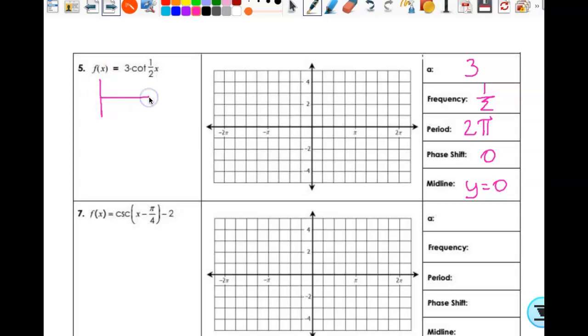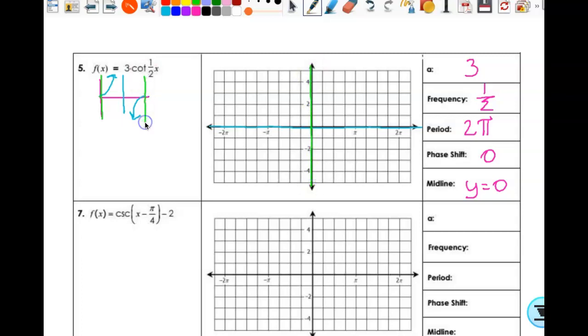Cotangent is the reciprocal of tangent, so I'm going to sketch in this weird looking parent function right here off to the side so I have something to work with. And my midline is at y equals 0. So when tangent is 0, what is cotangent? Undefined. So I'm going to have an asymptote to start with. The only thing that makes it not start on the axis is if there's a phase shift, and there isn't one. So it starts right here.